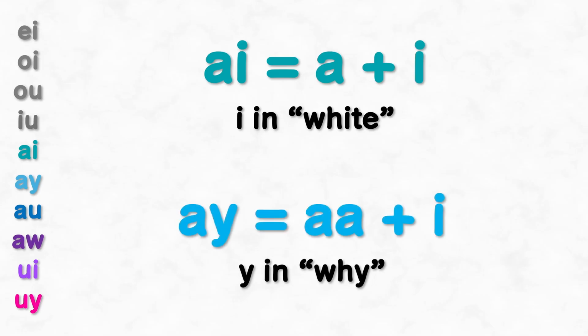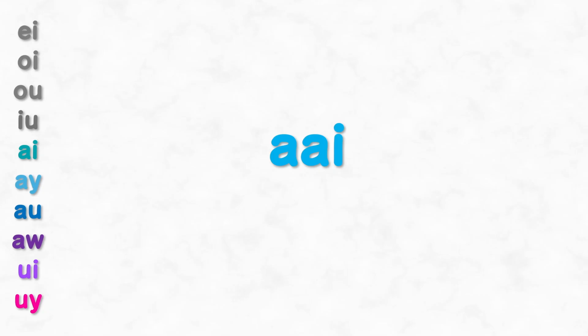AY combines double A and I, and if you sound that out, it becomes I, like in the English word Y. So I'm sure you're wondering where the Y came from. Why isn't it AAI? Basically, one of the goals in Pingji is to be as concise with letters as possible, and AAI is just one too many letters.